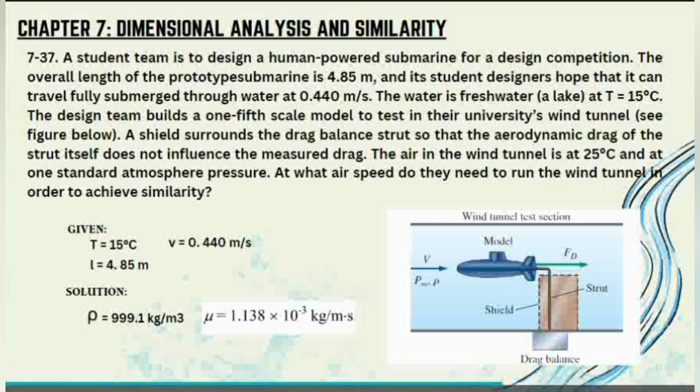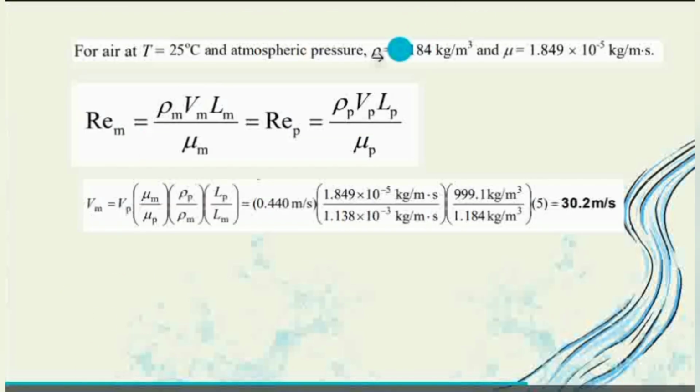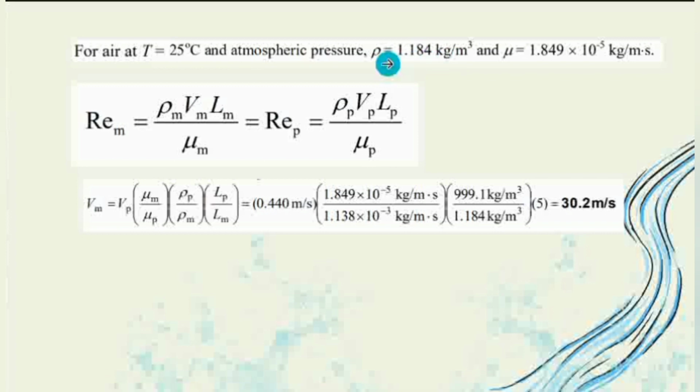For air at a temperature equal to 25 degrees Celsius and atmospheric pressure, the density is 1.184 kilograms per cubic meter, and the mu is equal to 1.849 times 10 raised to negative 5 kilograms per meter second.